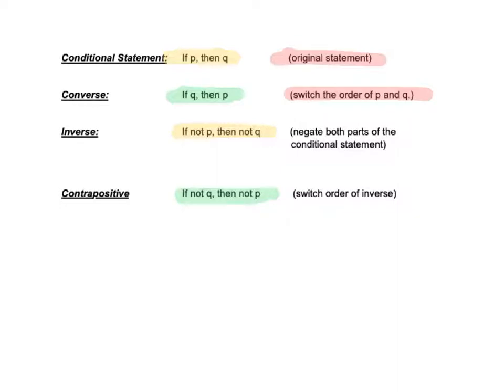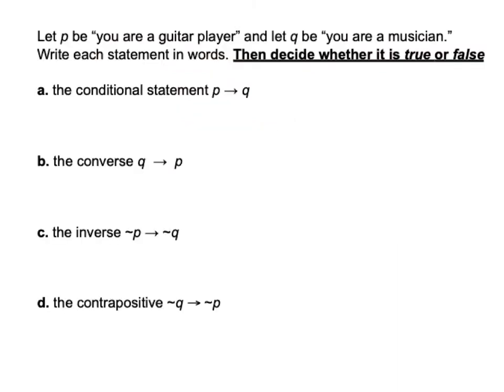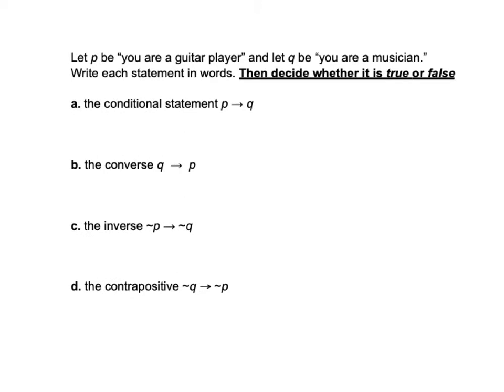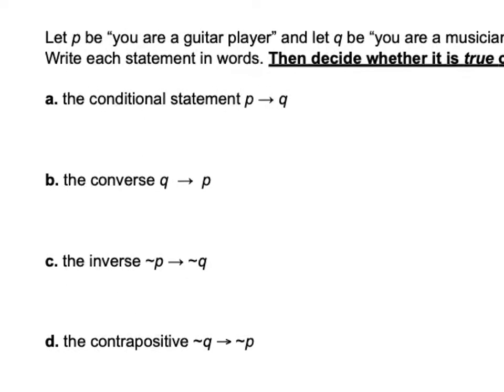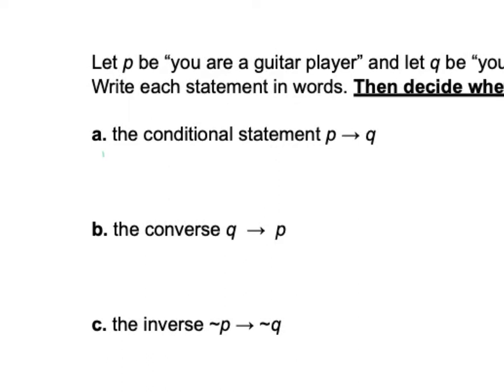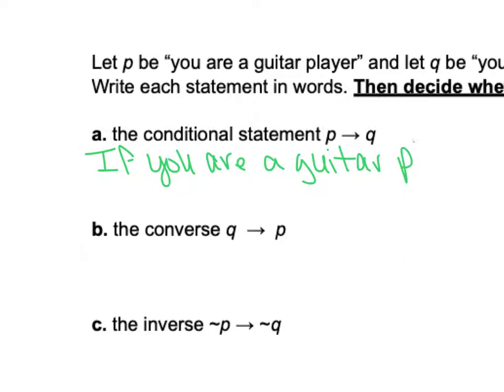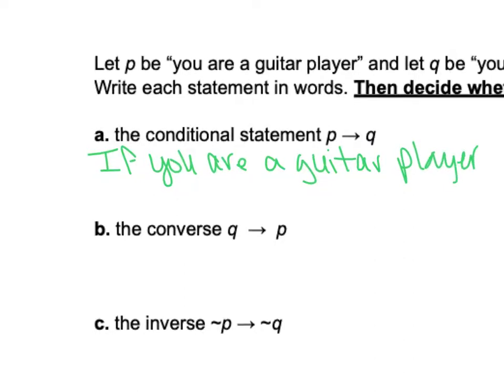So let's look at an example in words. It says let P be you are a guitar player, and let Q be you are a musician. Write each statement in words, then we need to decide whether it is true or false. First of all, we're just going to write the original statement, the conditional statement, in if-then form. If you are a guitar player, then you are a musician.